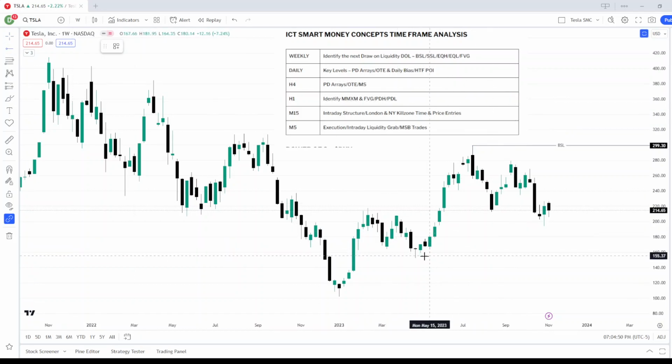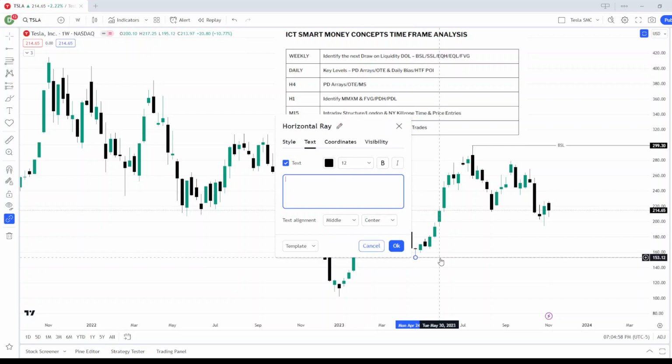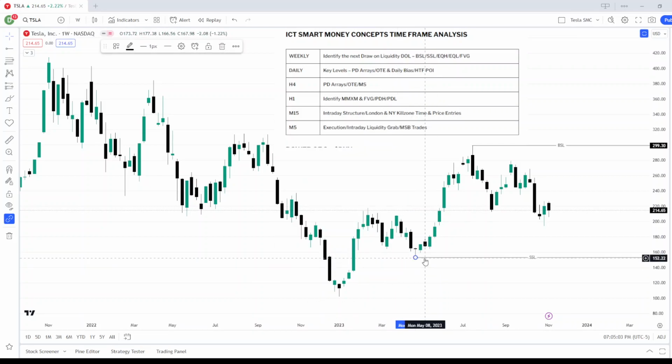And then the next draw on liquidity to the downside on the weekly time frame is going to be all the way back here in April's candle. That's going to be labeled SSL, or sell side liquidity. You can label it however it makes sense to you, so long as you know what that represents. So we've got our buy side, we've got our sell side.